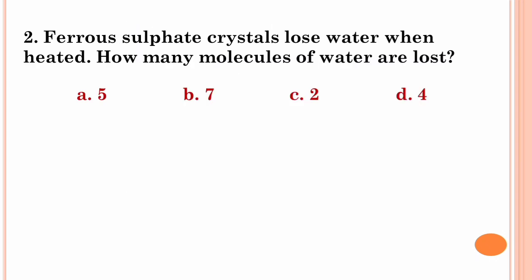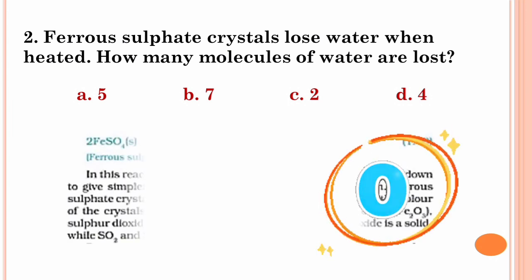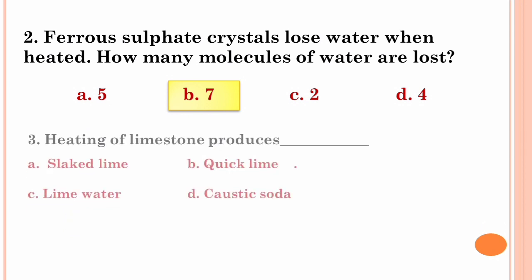Question number 2. Ferrous sulphate crystals lose water when heated. How many molecules of water are lost? Take page number 8 of your textbook. You can see the formula of ferrous sulphate given in the paragraph. It is given FeSO4.7H2O. That means how many water molecules are lost here? 7 water molecules. So the answer is B. Moving on to the next question.